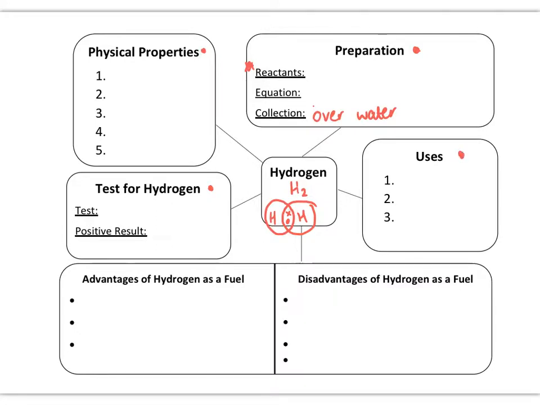Its uses, just a summary of the uses, and then a summary of the advantages of hydrogen as a fuel and disadvantages of hydrogen as a fuel. So complete that now before you move on to the next gas, which is oxygen.